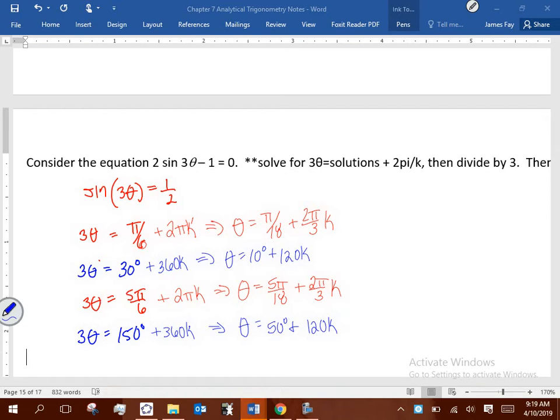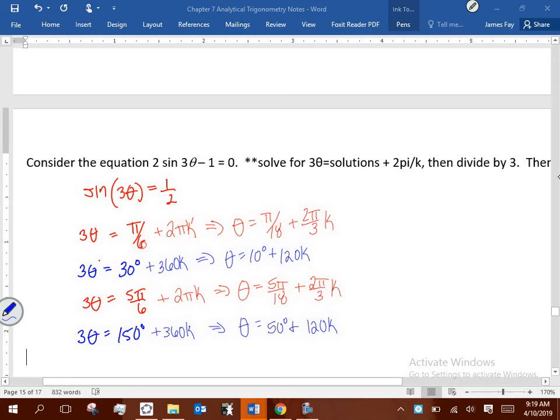All right, this should make sense, guys: if I take pi over 18 and convert it, multiplying by 180 over pi, it turns into 10. If I take 5 pi over 18 and multiply by 180 over pi, it turns into 50. That should all make sense. Okay.